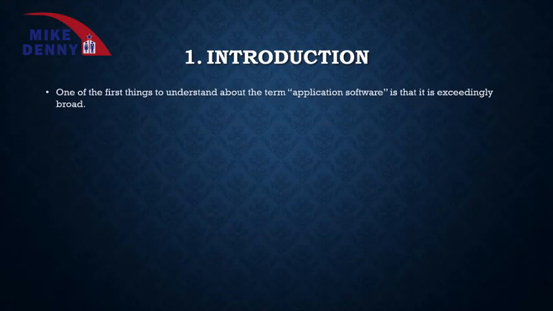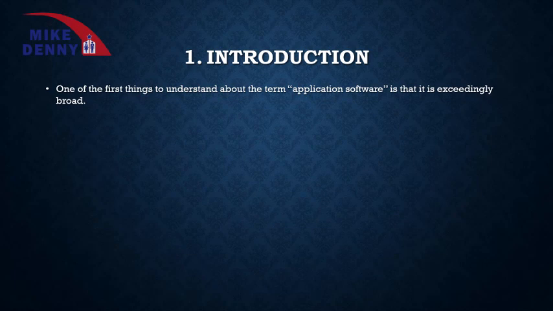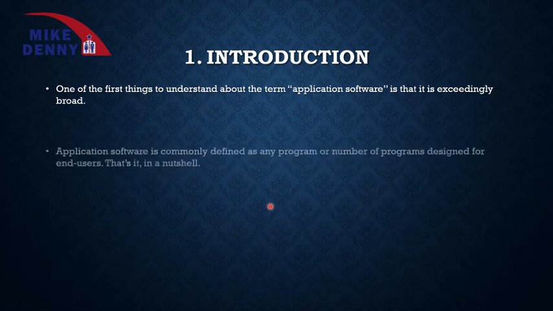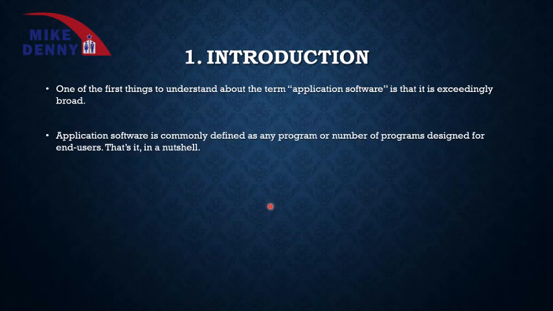what is really interesting to know is that one of the best things to understand about the term application software is that it is incredibly broad, really vast. I mean, it is huge. Application software is commonly defined as any program or number of programs designed for end users. An end user is somebody who is a professional in his domain but needs the help of computers to accomplish certain tasks.